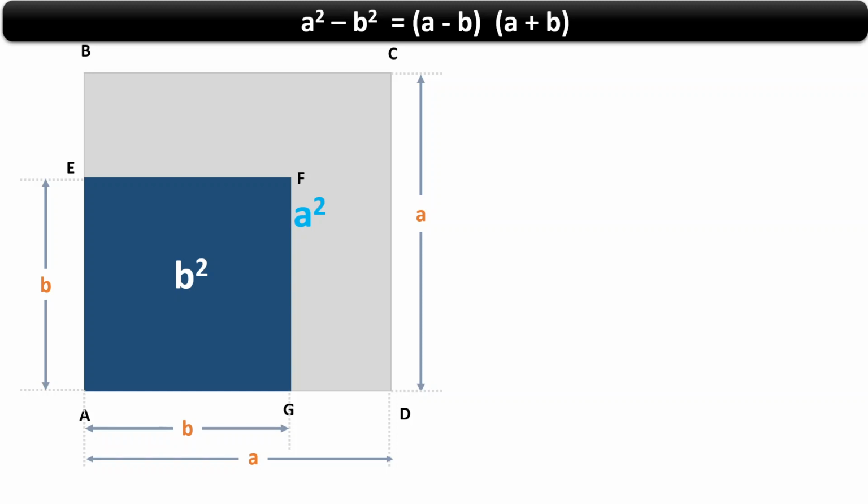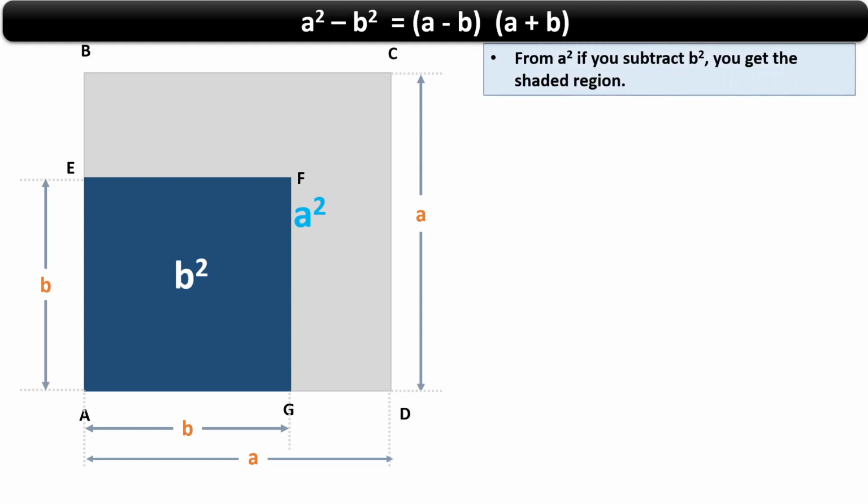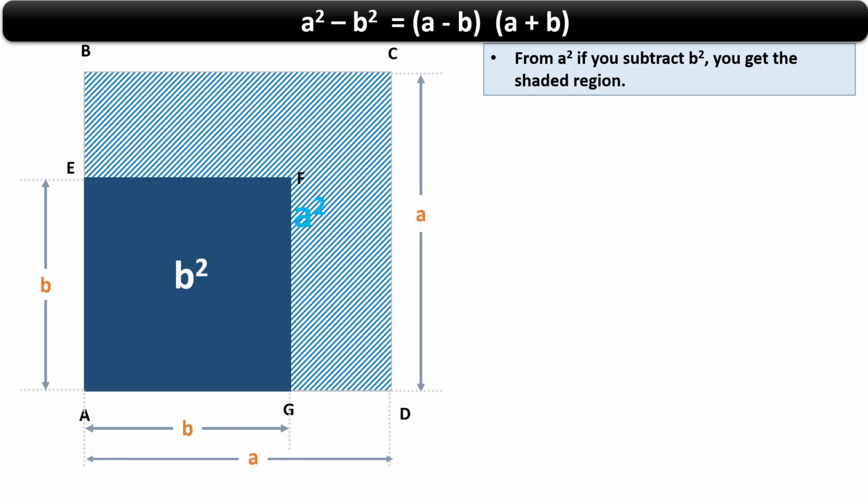That is our idea. So from A square, if you subtract B square, you get the remaining portion of this big square. That is the shaded region. So our goal is to find the area of this shaded region. Correct? So again I repeat, the big square is A square, the small square is B square. So we are subtracting B square from A square.